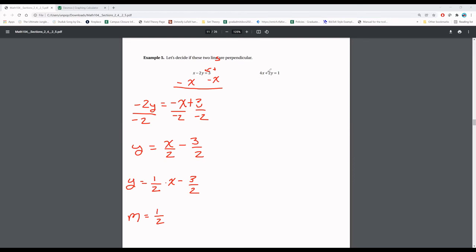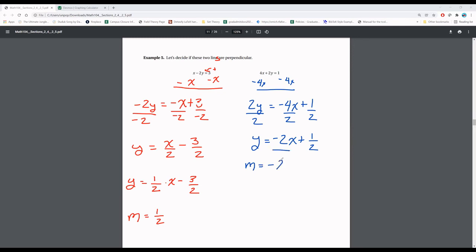We'll do the same thing to the second line. Subtract 4x from both sides so that I have 2y is equal to minus 4x plus 1. Divide every term by 2. Y is equal to, 4 divided by 2 is 2, but it's negative. So negative 2x plus 1/2. The slope here is negative 2. Then I ask, are these negative reciprocals of one another?